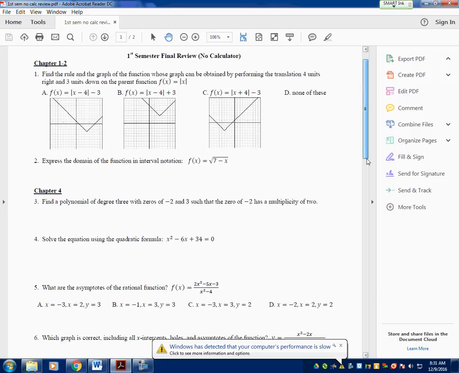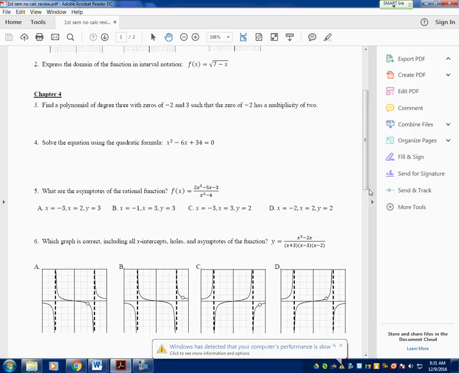You guys remembered your polynomial stuff here? The quadratic formula you'll need to know. Working backwards, I give you the zeros, you build the polynomial. Okay.